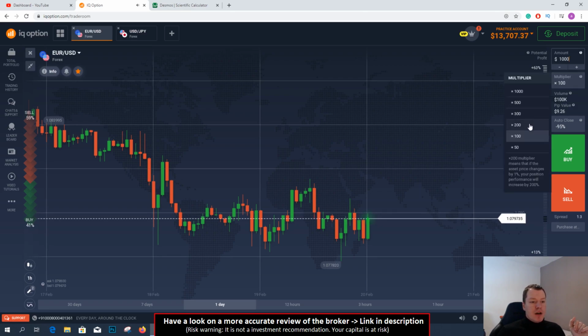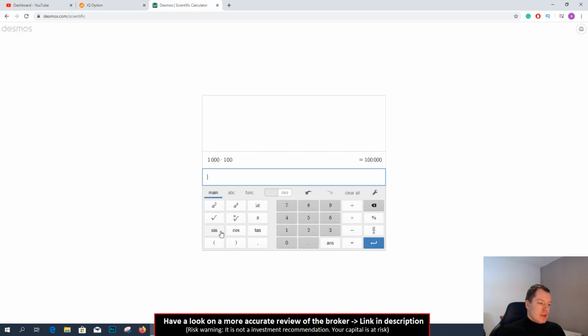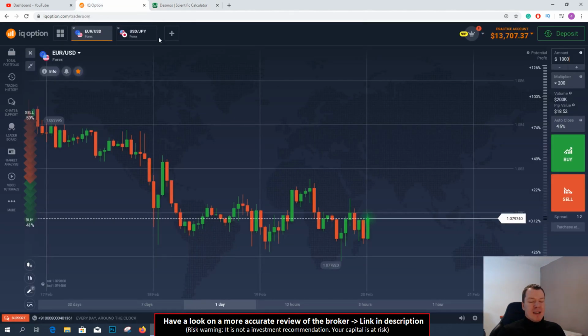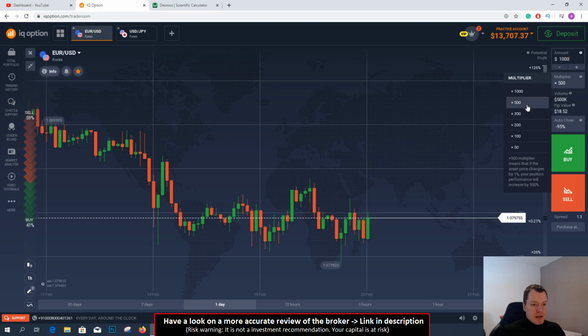If I'm using the multiplier of 200, you see the volume is changing to 200K. And if we calculate it, we go in here with 1000 and multiply it by 200. We get the volume of 200,000. So I think this is not a big problem for you to calculate. IQ Option automatically calculates this in the platform. You see it here directly. The volume is changing if you change the multiplier. I'm using 500, and for my investment, the investment volume would be 500,000.